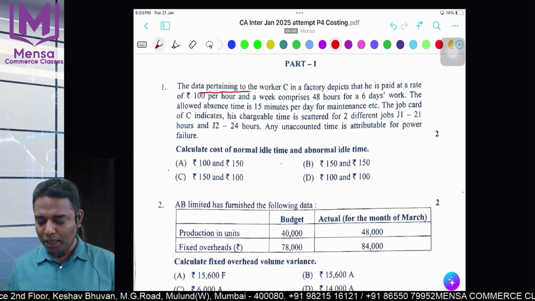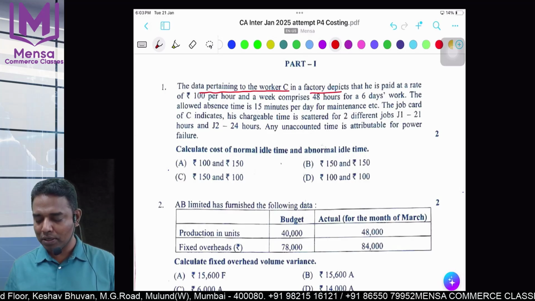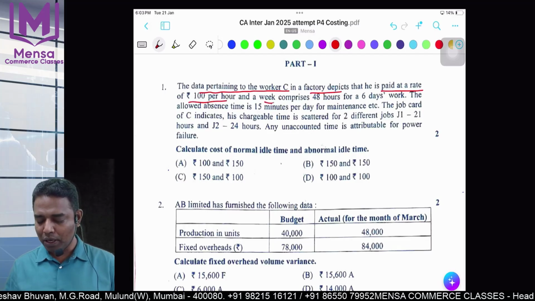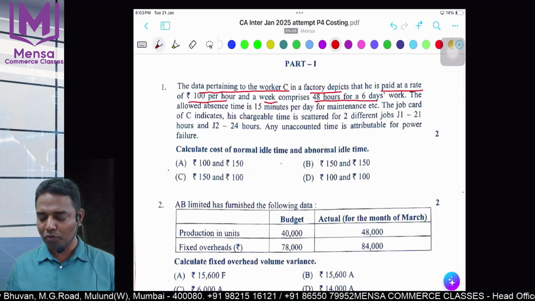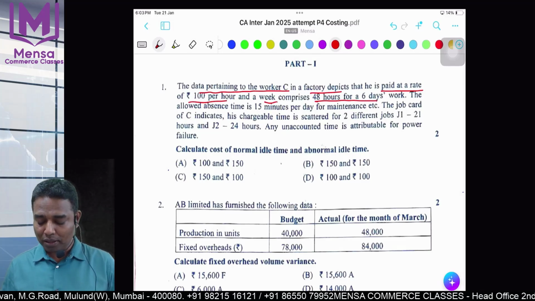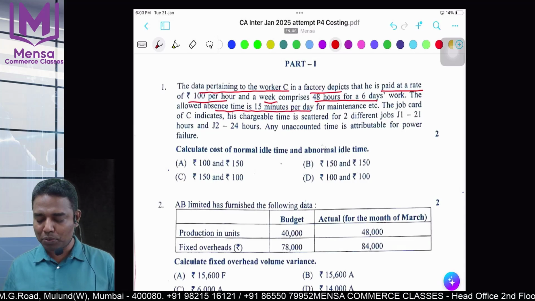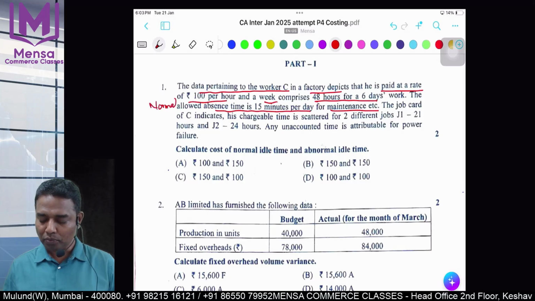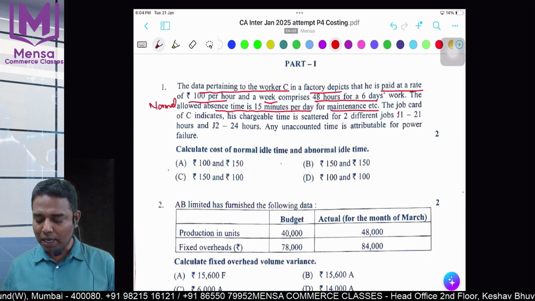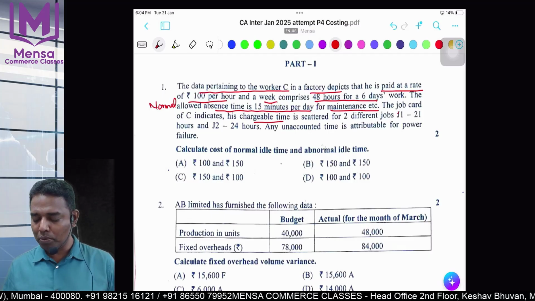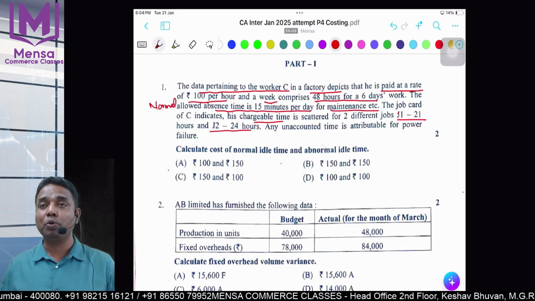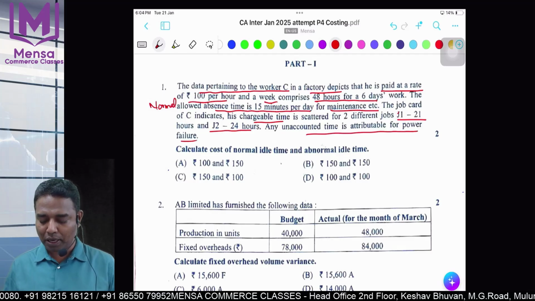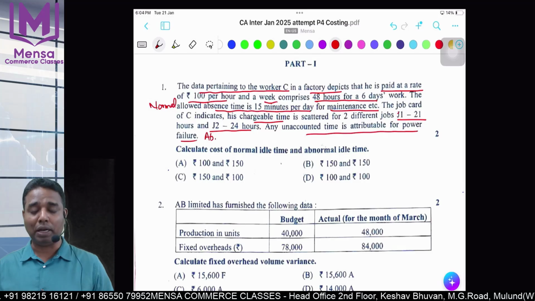The data pertaining to worker C in a factory depicts that he is paid at the rate of rupees 100 per hour. The week comprises 48 hours for a 6-day work. The allowed absence time is 15 minutes per day for maintenance, so that's a normal idle time. The job card indicates that his chargeable time for two jobs are J1 21 hours and J2 24 hours. Any unaccounted time is attributable to power failure, which means it becomes a case of abnormal idle time.